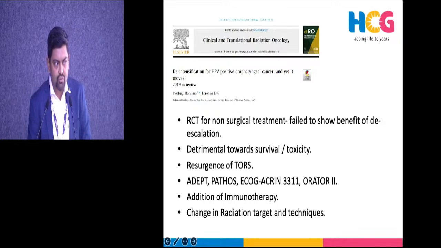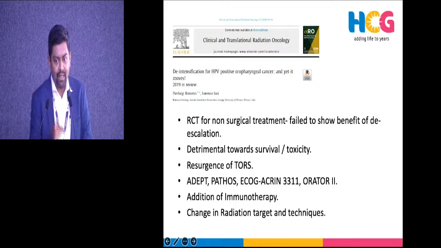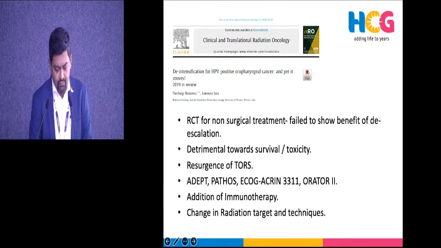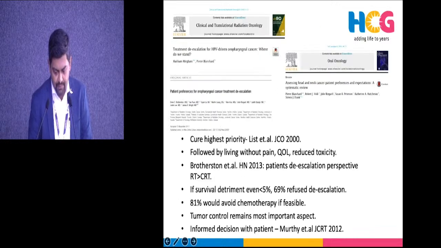That also brings up a question: is de-escalation only limited to reducing radiation dose? At times the de-escalation trials look like just reducing radiation but adding so many other modalities. So are we really de-escalating things, or reducing one modality and at the same time adding another? At times a disease which was curative, having good control by two modalities, we are reducing one modality and eventually adding a trimodality treatment. So are we really de-escalating anything in this? This also led to a resurgence of TORS with several trials and also some immunotherapy based trials as well.